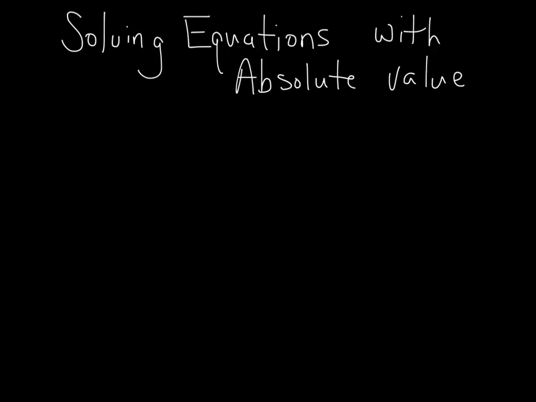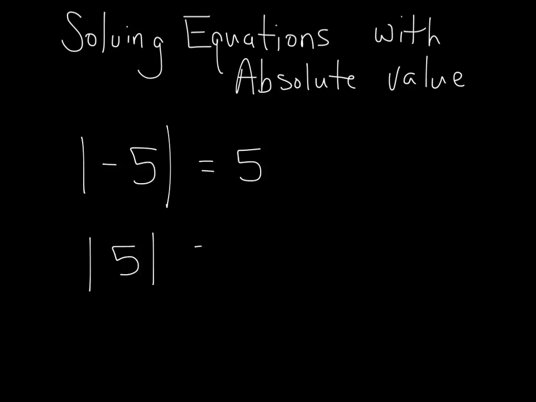Alright, so this video is going to be about solving equations with absolute value. So, we know that absolute value is the distance away from 0 on a number line. So when given the problems, the absolute value, and we have the absolute value bars, of -5, the answer is 5, because -5 is 5 places away from 0 on a number line. But we also know that the absolute value of +5 is also 5.